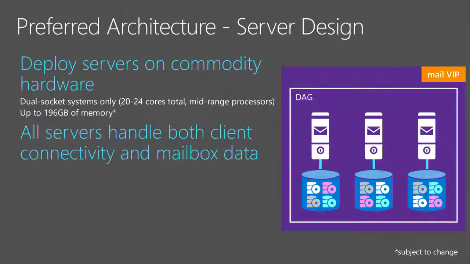We want the servers deployed on commodity hardware, dual socket only, usually 20 to 24 cores total, and up to 196 gigs of memory. Note the asterisk there. That could change. We're still looking at what the upper limit for memory is, and we'll have details of that on TechNet when we ship Exchange 2016. And we want all servers to handle both client connections and mailbox data. And of course, that was our wish list in 2013. In 2016, we forced you to do that because we took away the other server role as a separate thing.